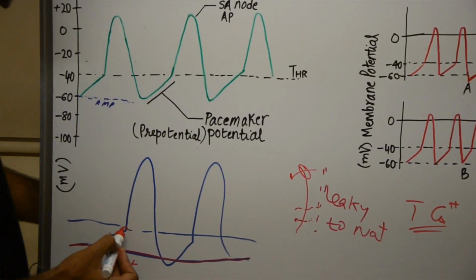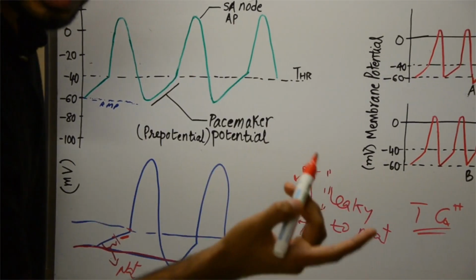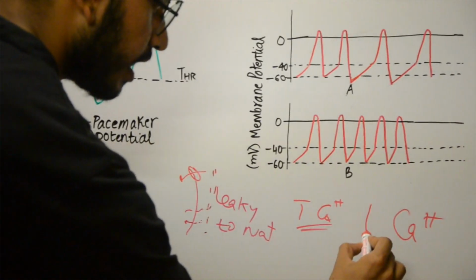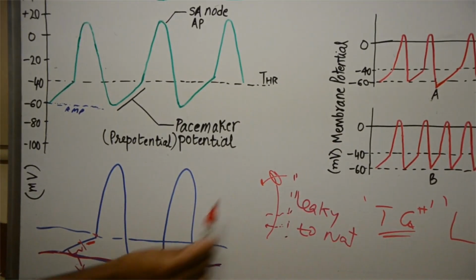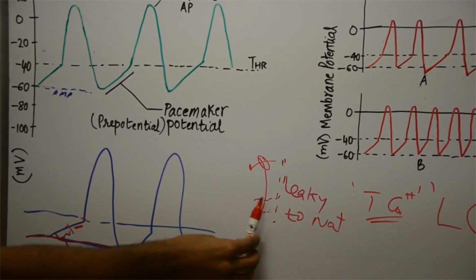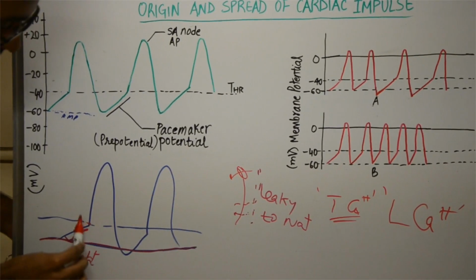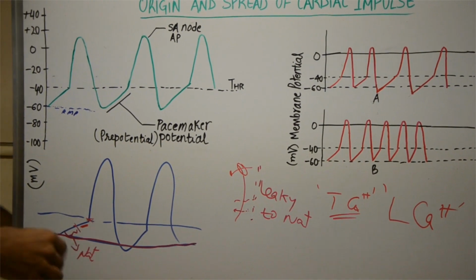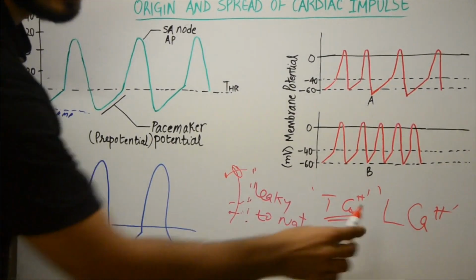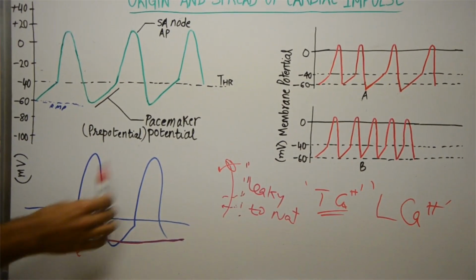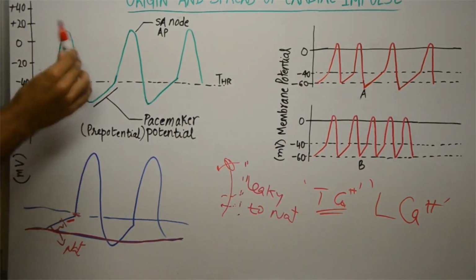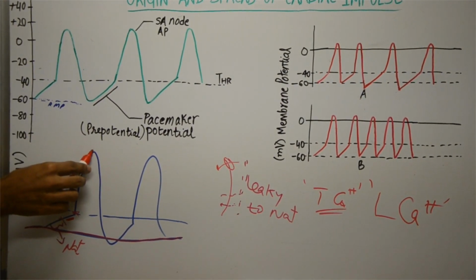And as soon as a threshold is reached, another type of calcium channels known as L calcium channels open. Remember, first sodium channels are leaky. Sodium leaks in, opens the T type of calcium channels. As soon as threshold is reached, L type of calcium channels open. L means long lasting. Long lasting calcium channels open. There is large influx of calcium and there is strong depolarization here.